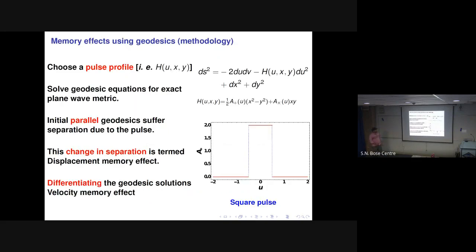Okay. So, now what is the basic methodology to arrive at the memory effects? So, first you choose a pulse profile, which is this H. Then you solve the geodesic equations for the metric given over here. You start with initial parallel geodesics, which suffer a separation due to the passage of the pulse. And this change in separation will be termed as displacement memory. And when you differentiate the solutions, you will get the velocity. So once you get the displacement memory, you get the velocity memory here.